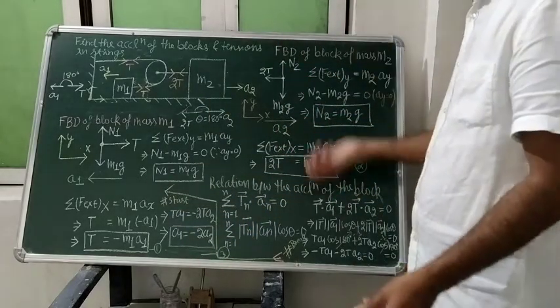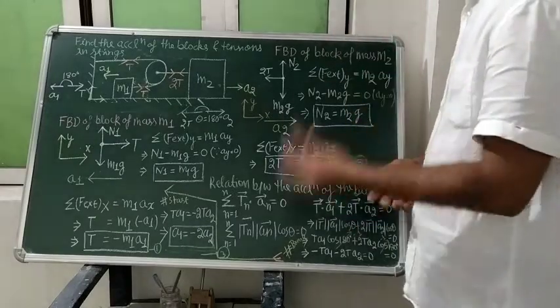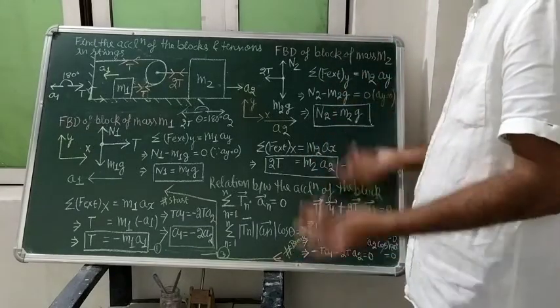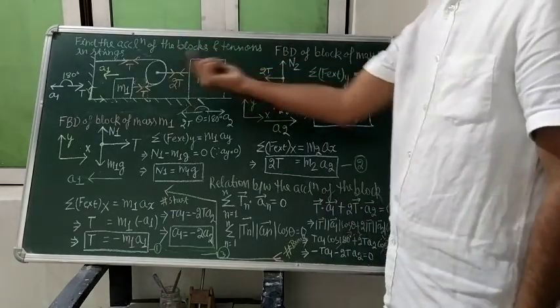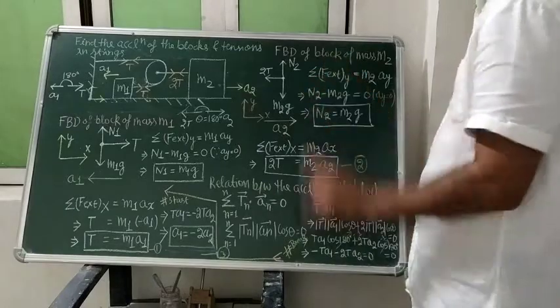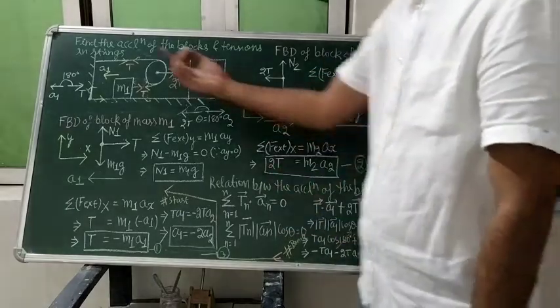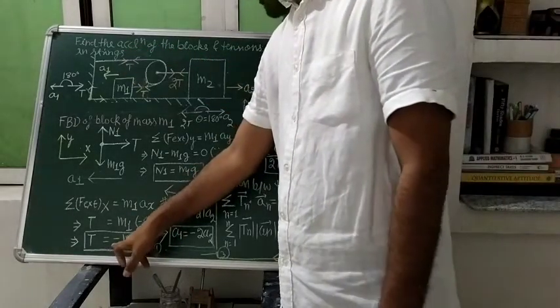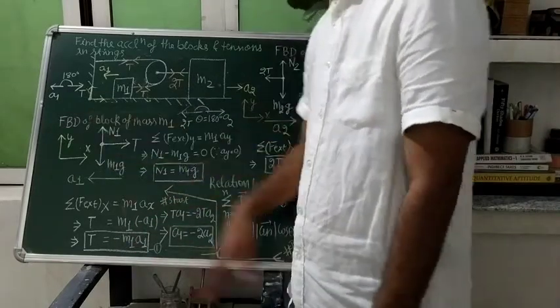When the positive sign comes, it tells you that whatever your assumption was, it is correct. So when you assume A1 in this direction, you get the positive sign and your assumption becomes correct. And of course, when you assume A1 in this direction, this minus M1 A1 will become what? Plus M1 A1.